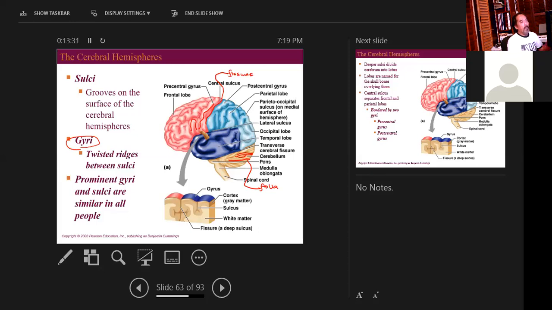Okay, but the most important function of the cerebellum is just for equilibrium and control of your body movement. Okay. Now, the prominent gyri and sulci are similar in all people. There's nothing different about that. Even Albert Einstein's prominent gyri and sulci, they actually found out there's no difference between you and him. Okay, they're the same. So it doesn't mean that he has a different brain structure compared to yours.